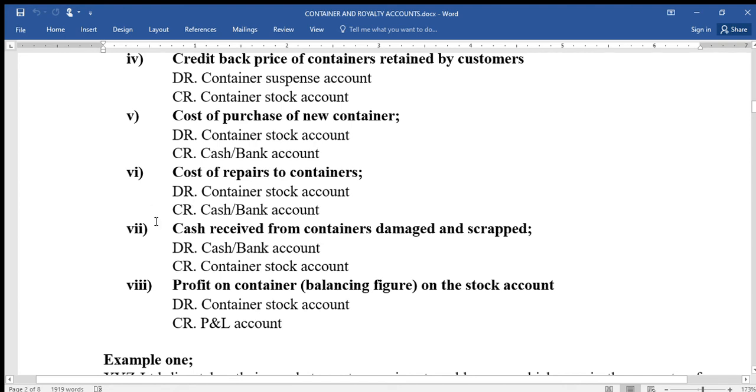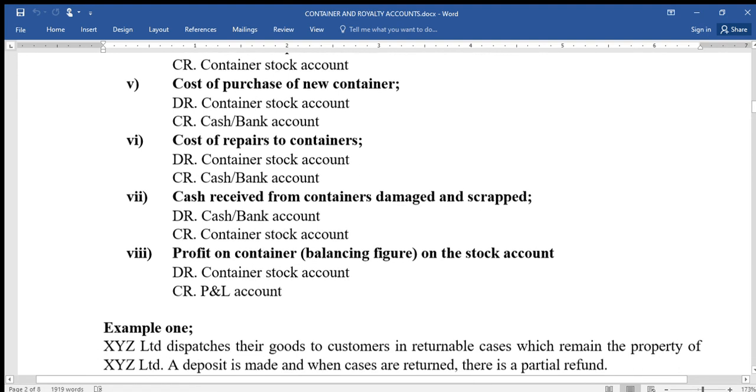Then the cost of repairs to containers. When you repair containers, you're making the damaged containers useful, so it increases the stock. So you debit the container stock account. Then when you're repairing, of course, you have to pay money to the person who is repairing. So you credit cash or bank account.